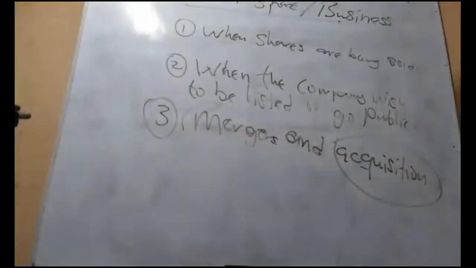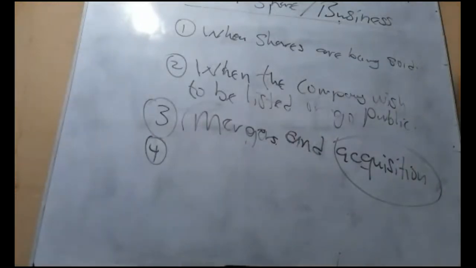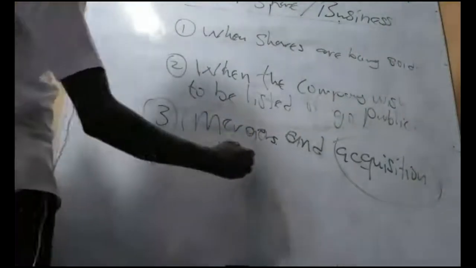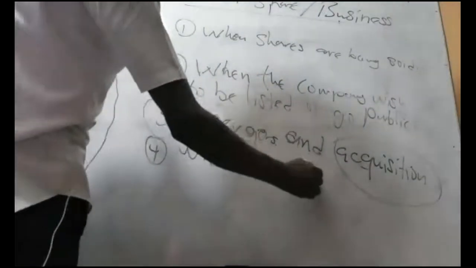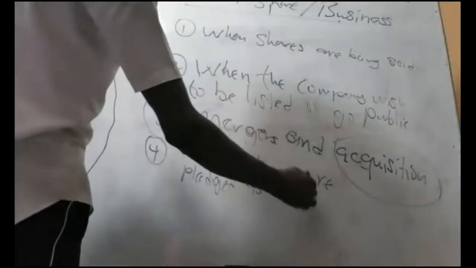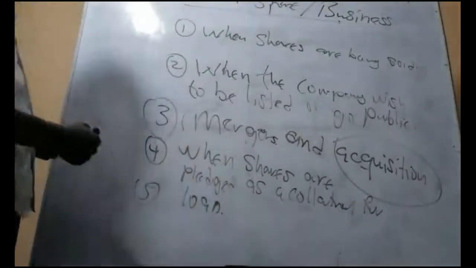And then share-based payments. You can also pay something with shares. So for loan collateral, shares are being pledged. Valuation is needed when shares are pledged as collateral for a loan. And then you can also talk about share-based payments.